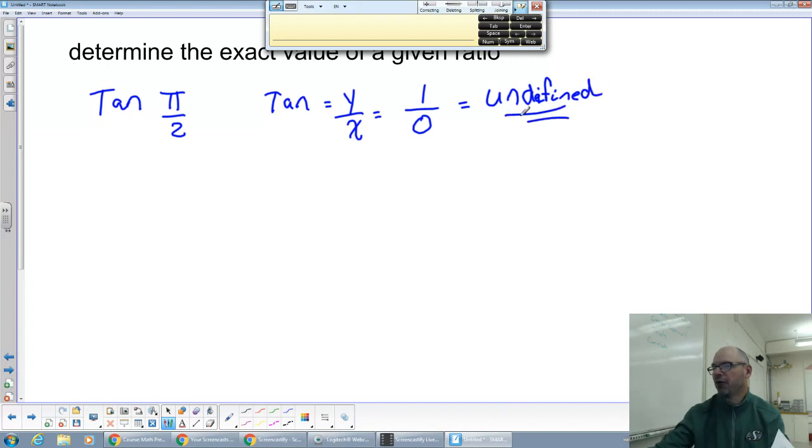Okay, can't divide by 0. So there's an actual asymptote there. Okay, let's do sine of negative 300 degrees.